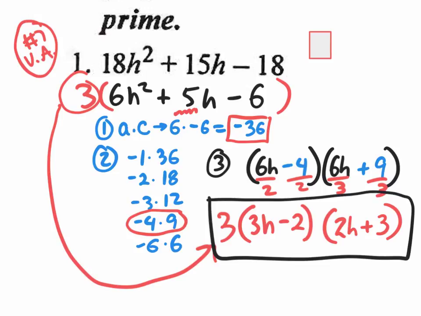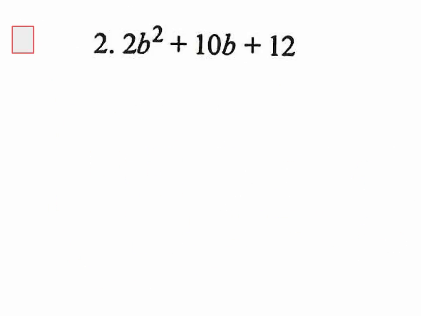This is as hard as it gets. Let's move on. So number 2 on version B is number 6 on version A. Okay? So if you're on version A, go ahead and turn to number 6.